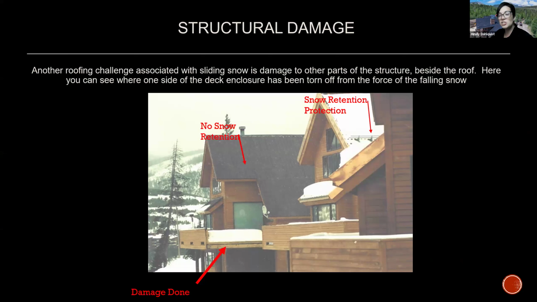Another roofing challenge associated with snow and ice damage is damage to other parts of the structure besides the roof. So oftentimes the phone calls that we receive will be something like, the snow came off my roof and hit my neighbor's solar panels and busted those, or it came off of my roof and took out my fence or my neighbor's fence or my car or my neighbor's car, all of those fun things.